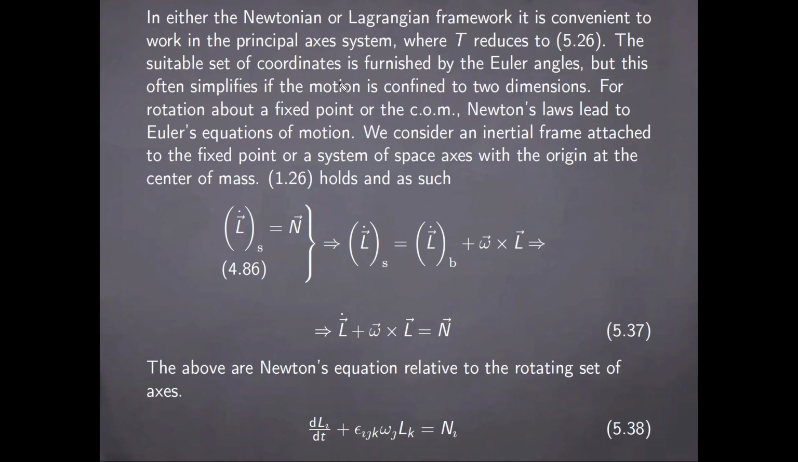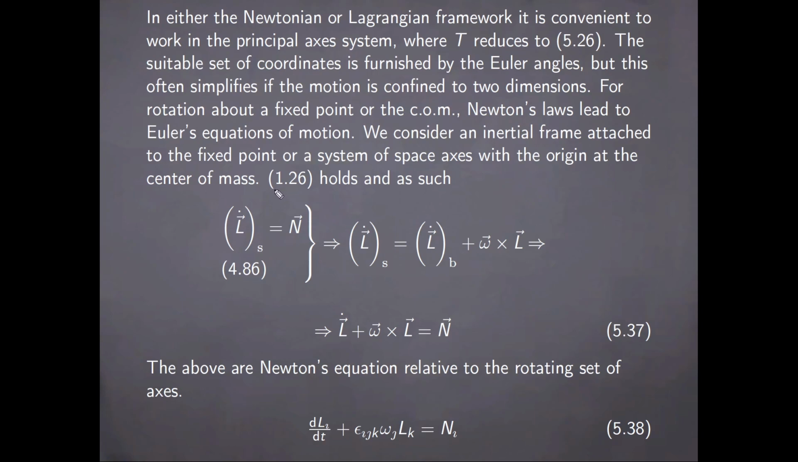The suitable set of coordinates is furnished by the Euler angles, but this often simplifies if the motion is confined to 2 dimensions. For rotation about a fixed point or the center of mass, Newton's laws lead to Euler's equations of motion. We consider an inertial frame attached to the fixed point or a system of space axes with the origin at the center of mass.